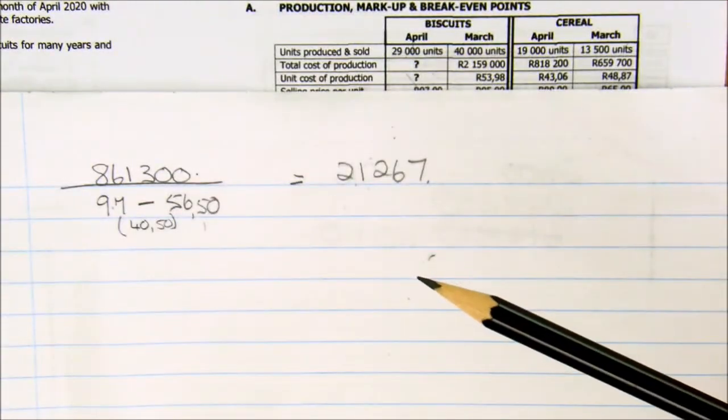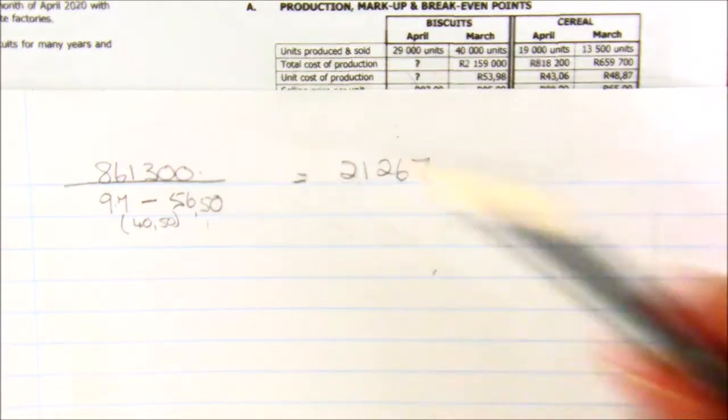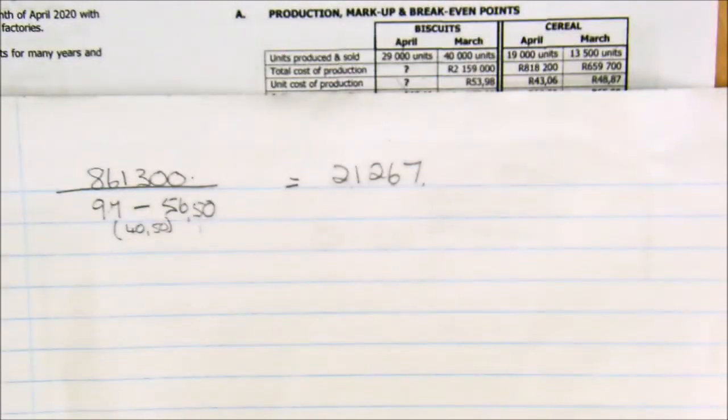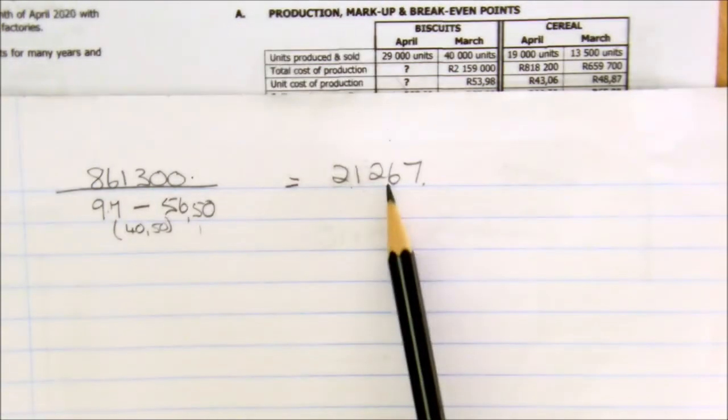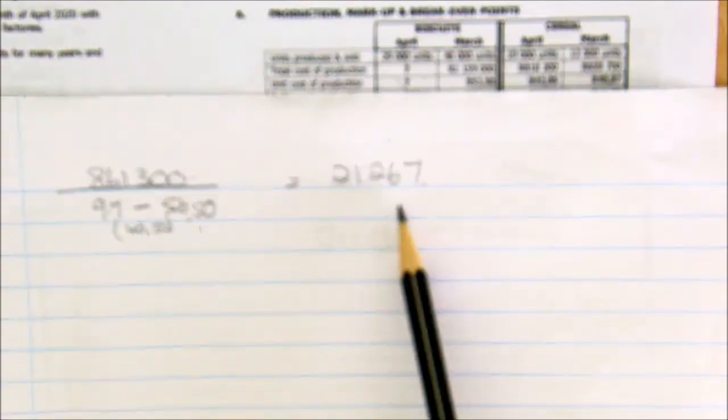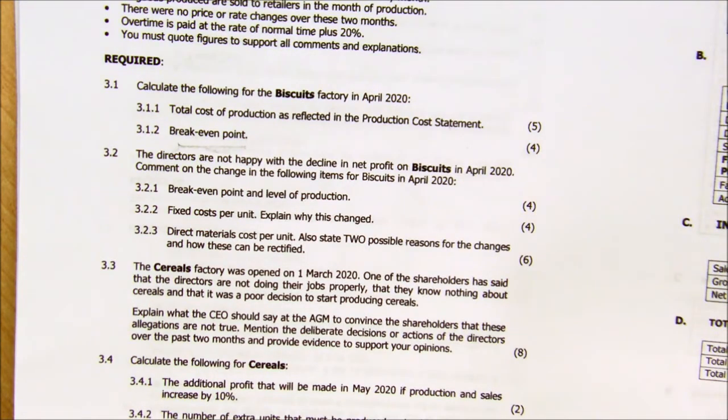And please, when we work it out, we don't sell a part of a unit. So unlike any other accounting rule or what you would have learned in maths before, we always round up, even if it's comma 1, comma 2, because we can't sell comma 1 of a unit. And so my break-even is 21,267.